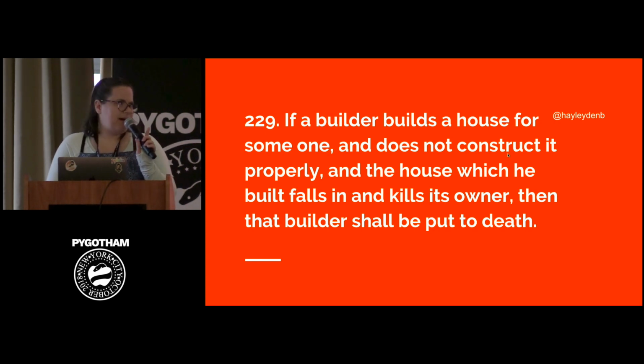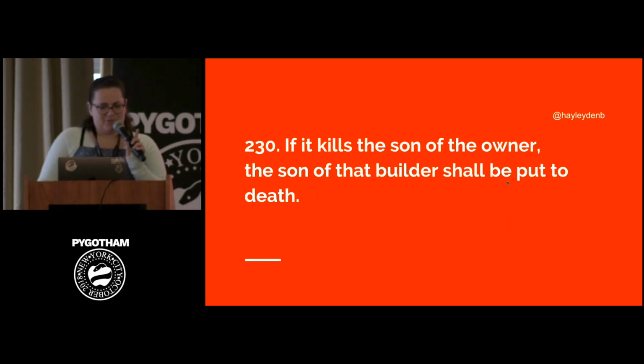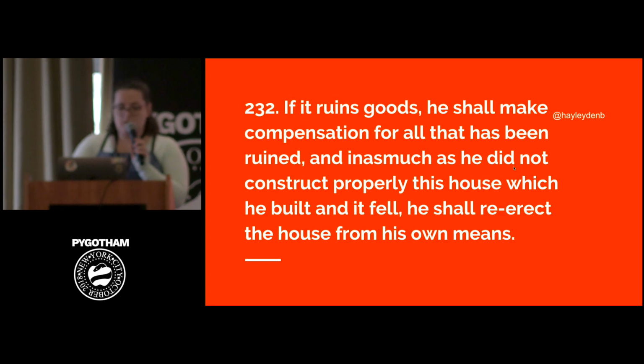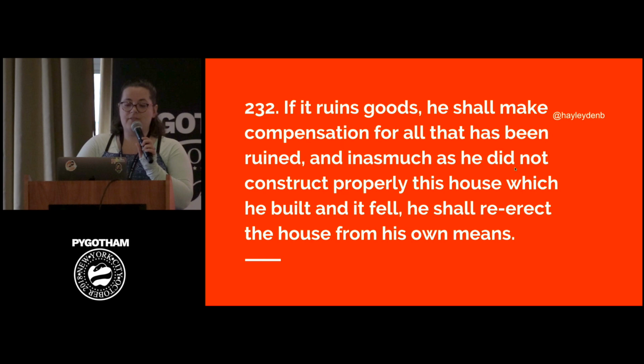I don't know about you, but I was okay with the first one. I'm not so okay with this one. 230, if it kills the son of the owner, the son of that builder shall be put to death. They are not kidding. 231, if it kills a slave of the owner, then he shall pay slave for slave to the owner of the house. 232, if it ruins goods, he shall make compensation for all that has been ruined. And inasmuch as he does not construct it properly, this house which he built and it fell, he shall re-erect the house by his own means.